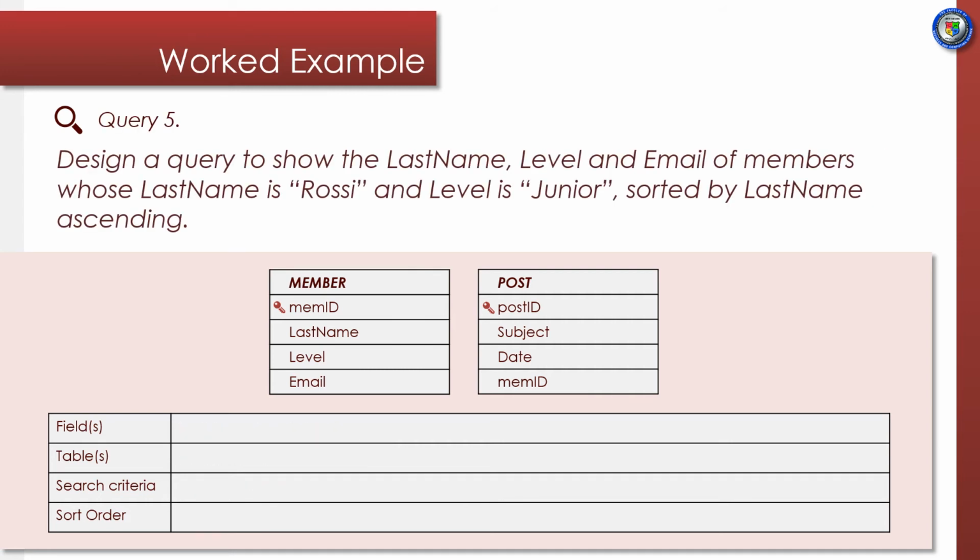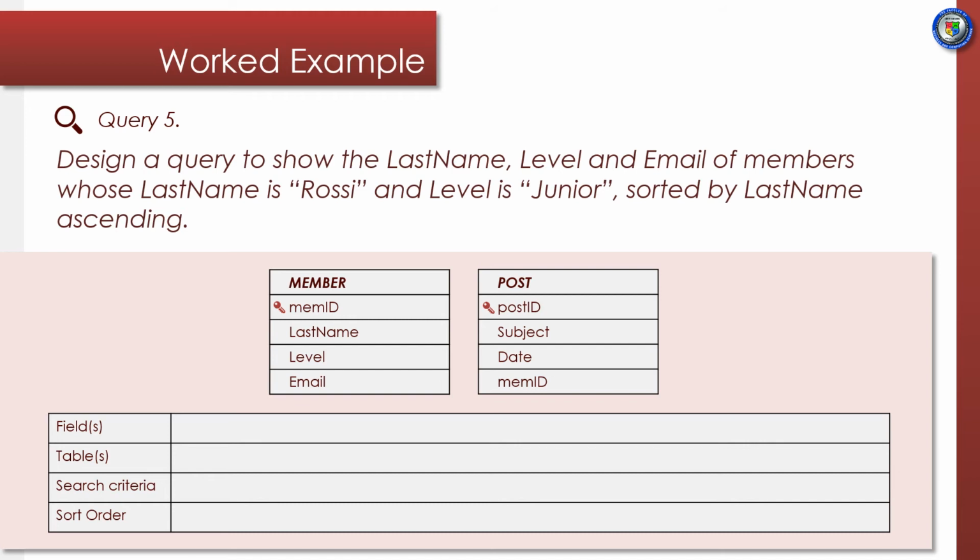Query number 5. Design a query to show the last name, level and email of members whose last name is Rossi and level is Junior, sorted by last name ascending. This query is called a complex query. The reason it's called a complex query is we now have more than one piece of search criteria. This will become a little clearer as we start to lay out our design.